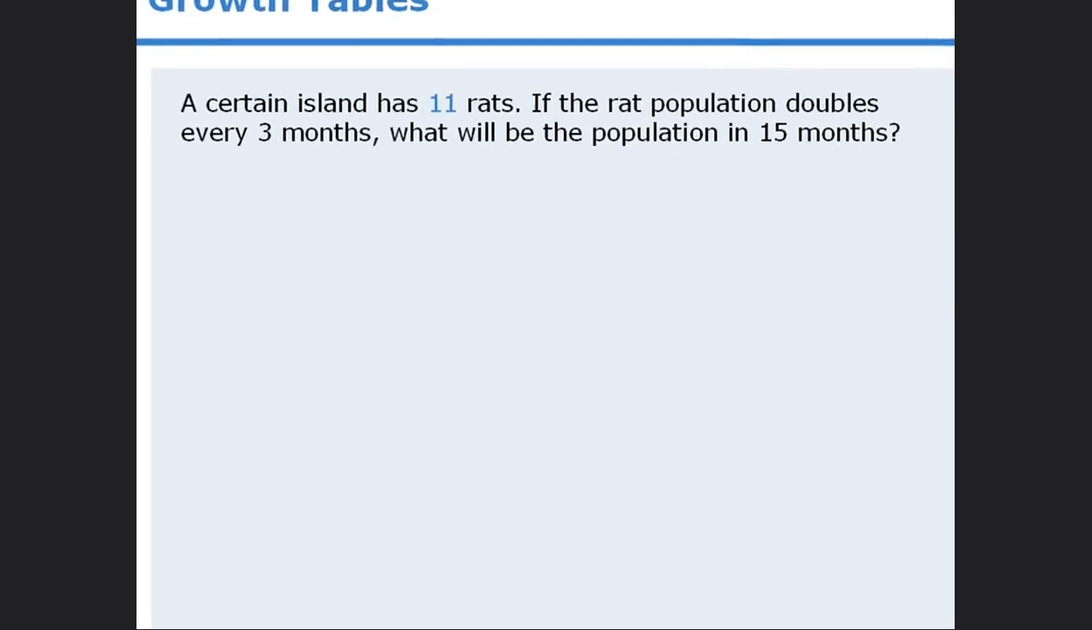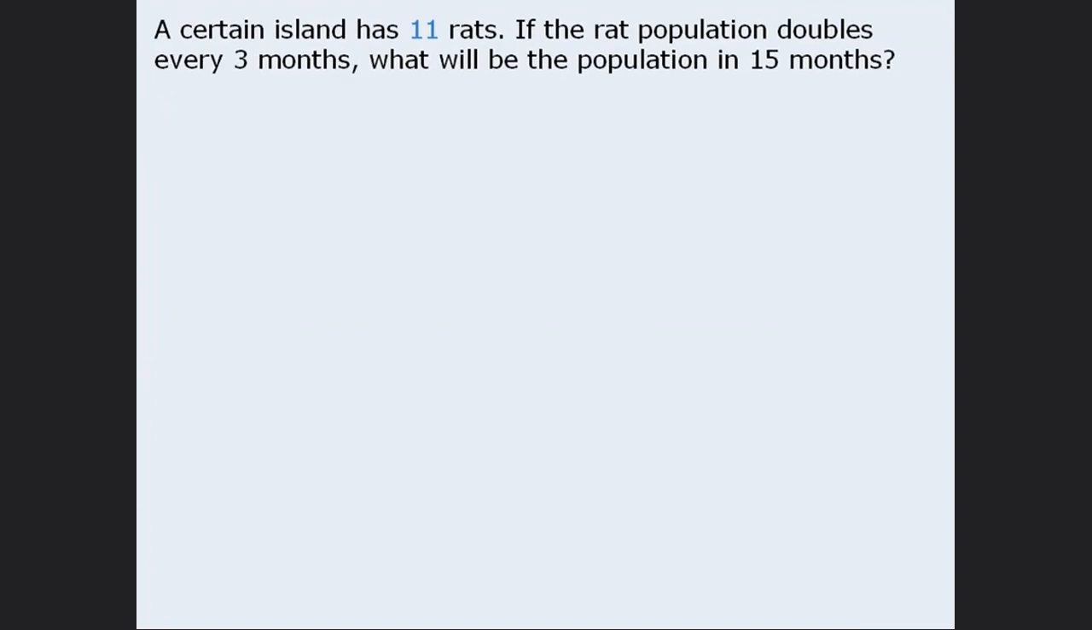In this lesson, we will learn how to tackle questions where there is some kind of growth or decline over certain time periods. Take this question for example. Presently, there are 11 rats on a certain island. The rat population doubles every 3 months, and we want to determine the population 15 months from now.